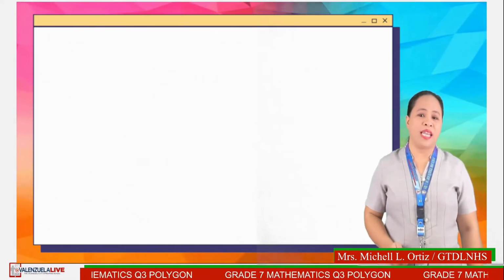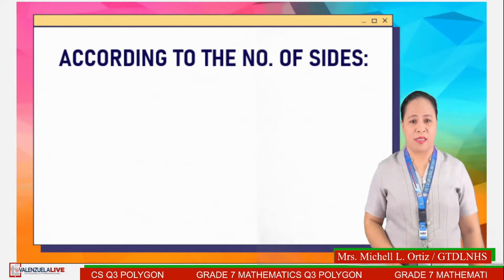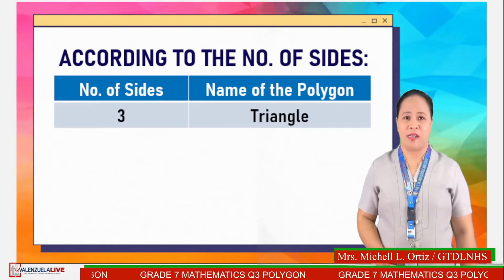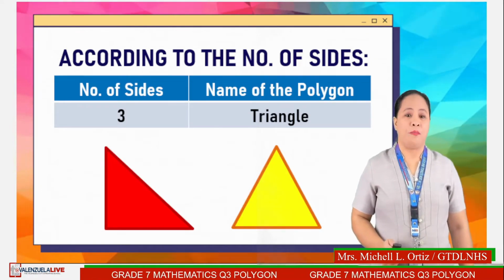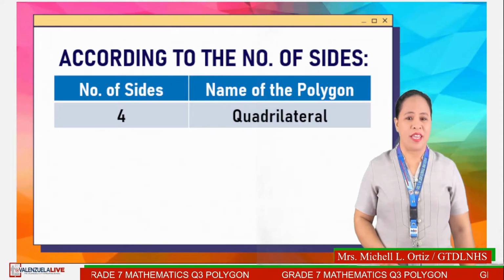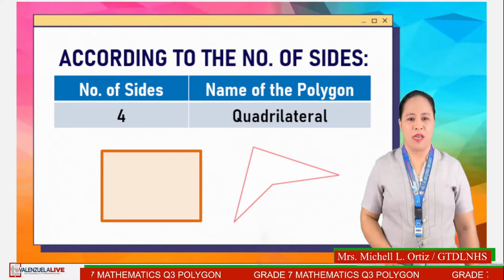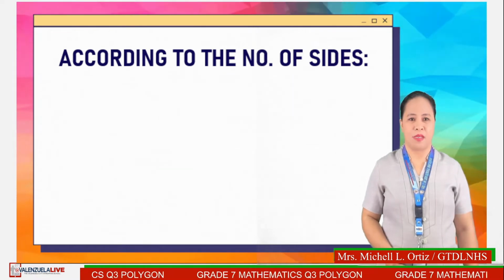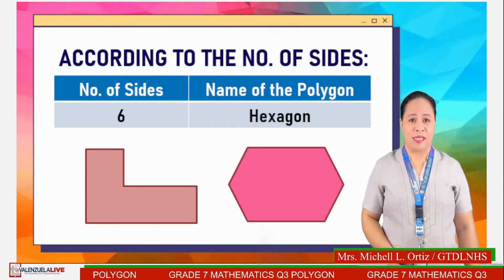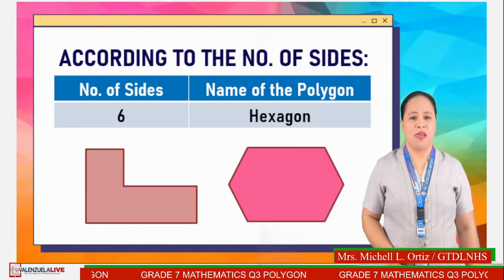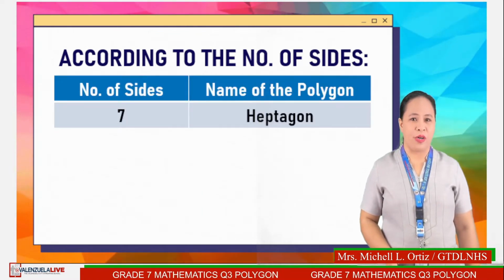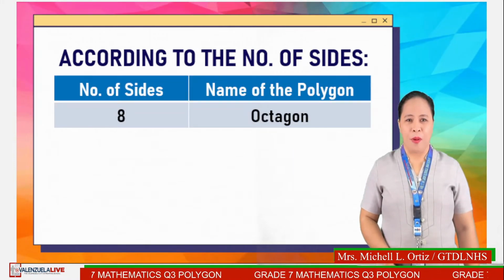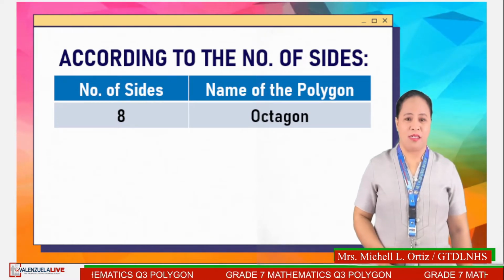Also, polygons can be classified according to the number of sides. A 3-sided polygon is called a triangle. A polygon with 4 sides is called a quadrilateral. A 5-sided polygon is a pentagon. A polygon with 6 sides is a hexagon. A 7-sided polygon is a heptagon. A polygon with 8 sides is an octagon.